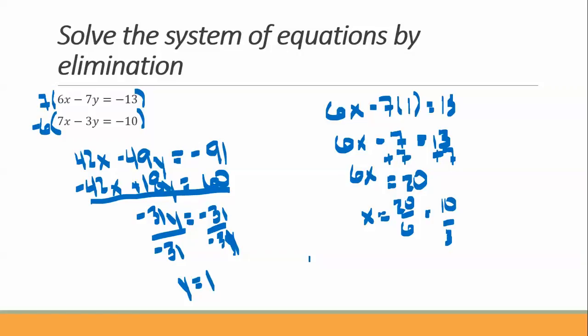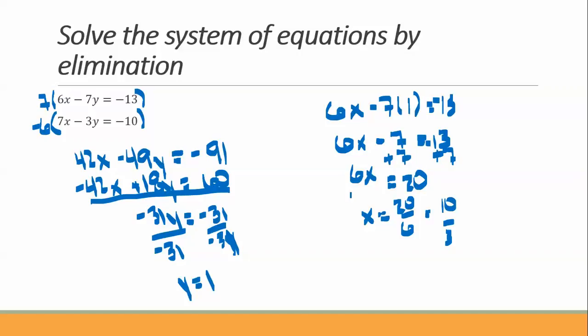It doesn't make sense. Let's see. So sometimes people make mistakes. So let's see where we made this mistake. 42 minus 49 minus 91. Negative times negative is positive 18. Positive 60, so that's positive 1. This was negative 13. It's always those pesky negatives.